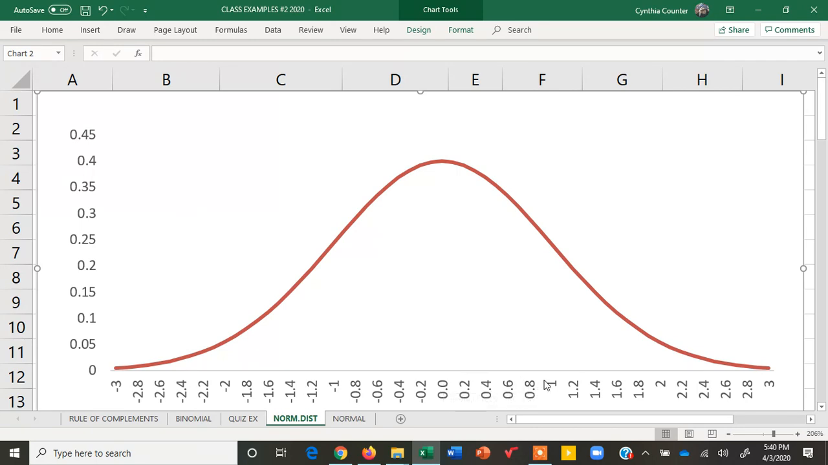The mean is 0, the standard deviation is 1. So if I move over here 1 unit, that is 1 standard deviation. I move over 2, that is 2 standard deviations. I go 1 more, that's 3 standard deviations. If I move to the left, 1 standard deviation to the left, you can see is marked here with a -1. 2 standard deviations to the left is marked with a -2. 3 standard deviations to the left is marked with a -3.